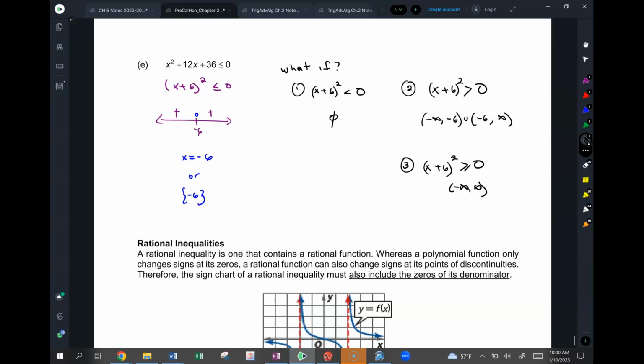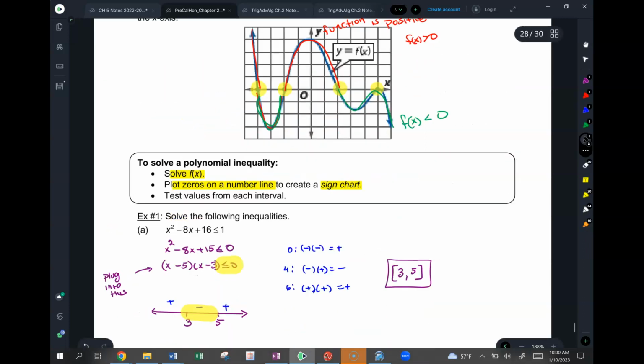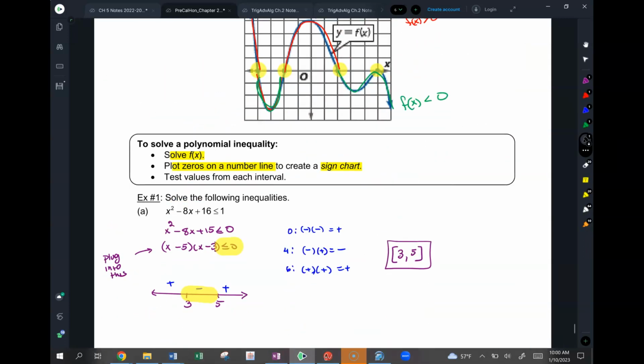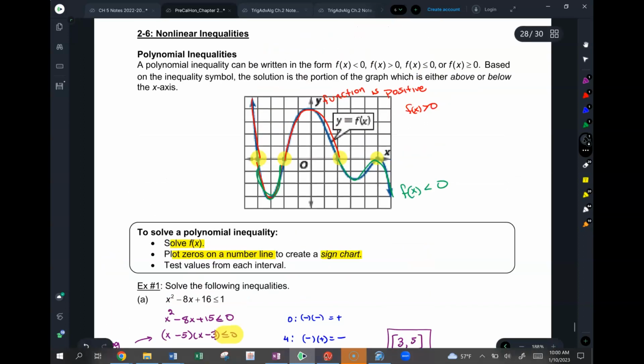All right. So, what we talked about here is a function can change sign at the zeros, right? But does it change sign at every zero? No. Like this one here, that had an even multiplicity, right? So it's negative, negative. It stayed the same sign. So a function can change sign at zeros.